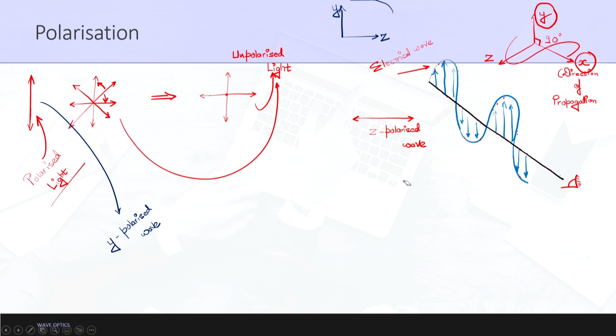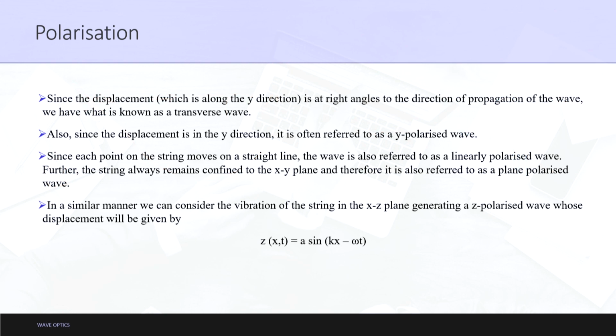Then we also studied a concept called linear wave. So, just revising every concept again. Here we understood first of all the transverse wave. Transverse waves are called transverse because the displacement is at right angle to the direction of propagation of the wave. So, this was the first concept, called transverse wave. Then the second was a y polarized wave. If the polarization is only in y direction, then it is called a y polarized wave.